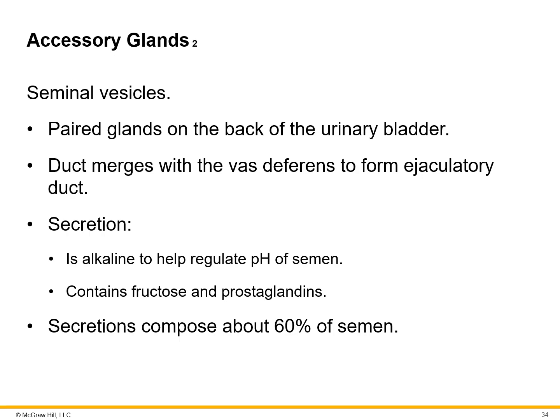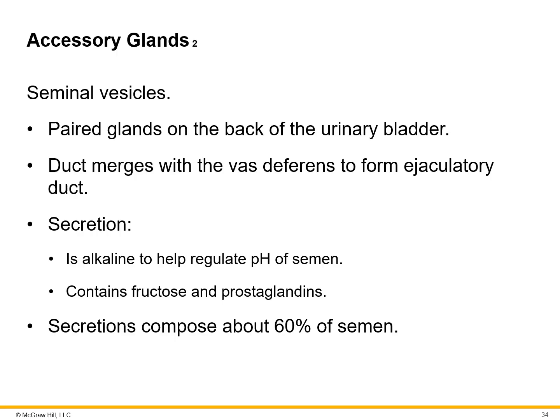Okay, for your accessory glands, the seminal vesicles, they are paired glands on the back of a male's urinary bladder. Okay, so that duct merges with that vas deferens, and that is what actually forms that ejaculatory duct. So that's where that sperm is going to travel before it exits the penis. Okay. So with the secretion, it is alkaline to help regulate the pH of the semen, okay? But for motility, for movement, it has to have the fructose, which is pure sugar, and the prostaglandins to help it move, okay?